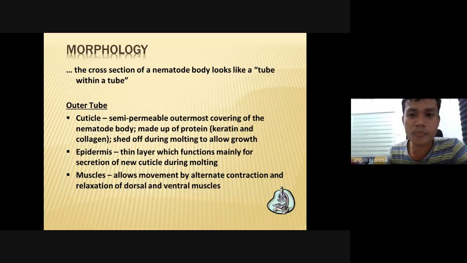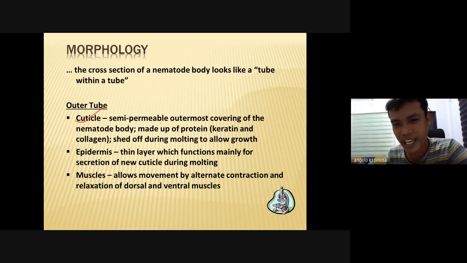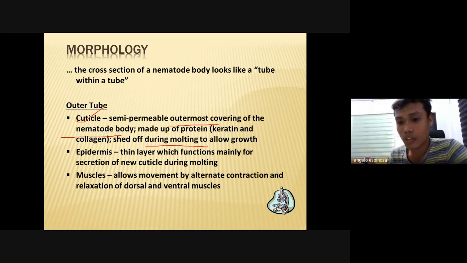Tube within a tube. A tube sa labas, tube din sa loob. Other tube, we have the outer tube, we have this cuticle. Alam niyo naman siguro yung cuticle, yung outermost covering ng nematode. Kasi nga yung nematode nag-shed off din siya, nagmo-molting. Shed off during molting yung nematodes. Nag-change din yung kanyang skin.